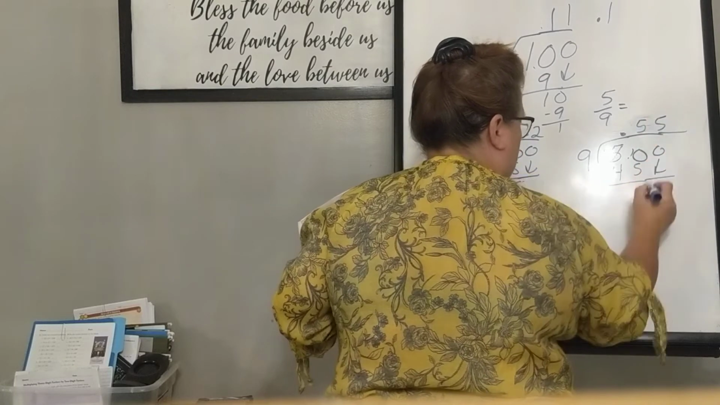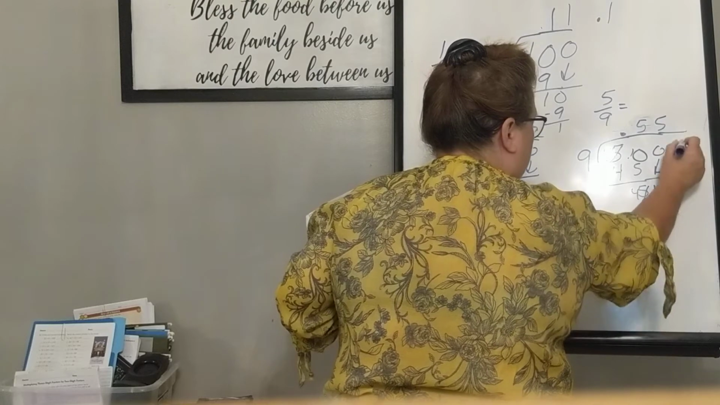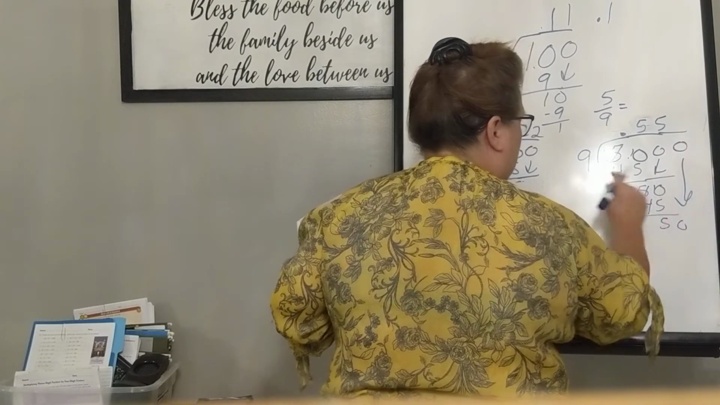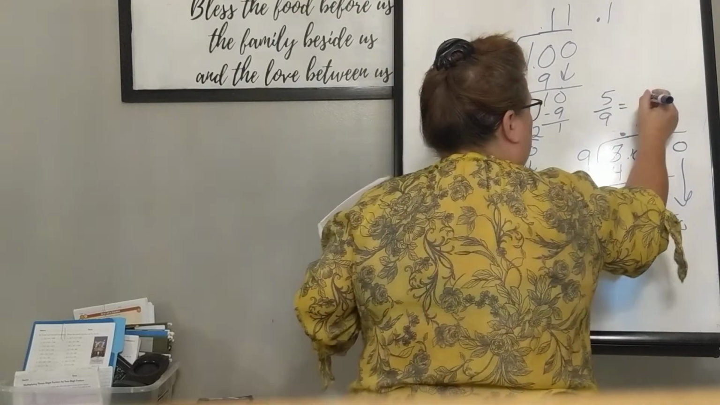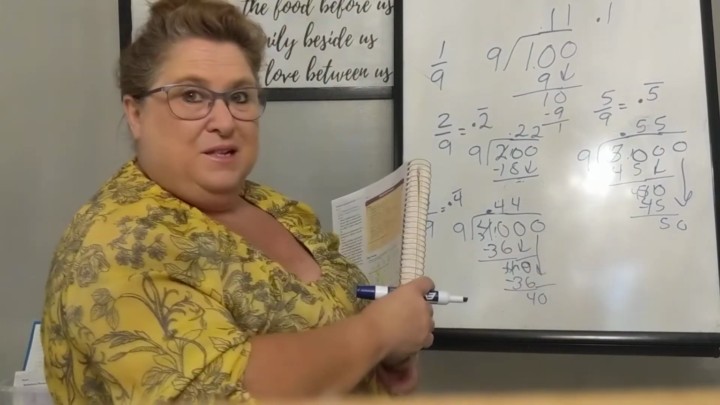5 times. 9 times 5 is 45. Bring it down, and it's just going to keep being the same, so we just keep annexing our zeros. So 5/9 equals 0.5 with the 5 as the repeating decimal.